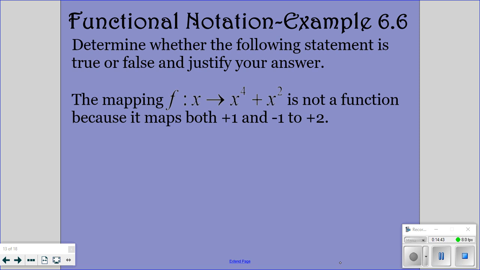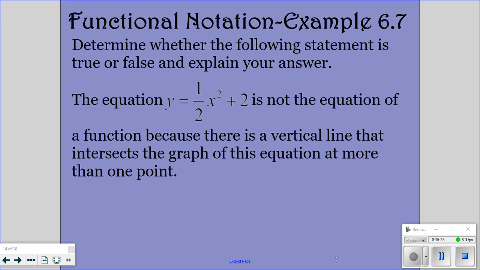It is false. The reason, it is a function. If you plug in 1, you only get one value. You get 2. If you plug in -1, you only get one value. It is also 2, but that's okay. What is not okay is plugging in a value and getting two different numbers. It's perfectly okay to plug in multiple numbers and get the same answer. So a function can have two different values of x that produce the same y value. That is completely okay. So this one is false because it is a function.